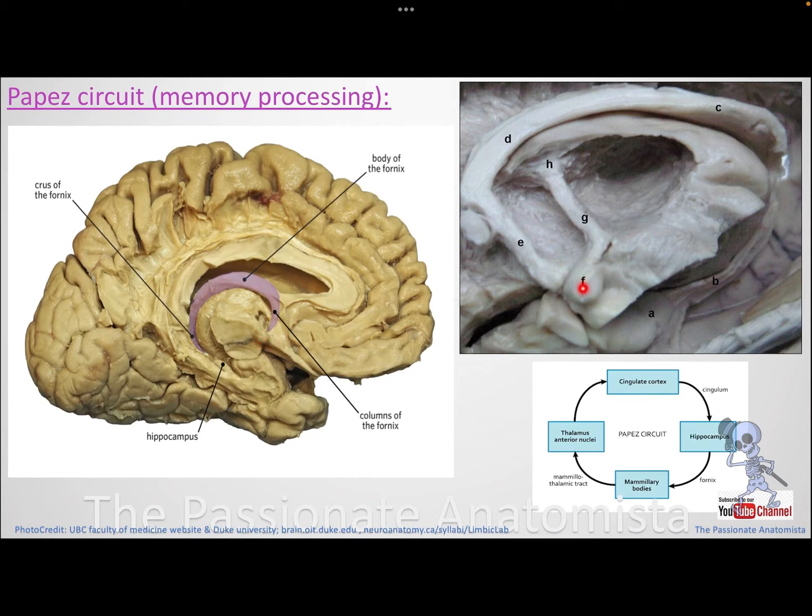All right, so here, and then you take it by the mammillothalamic tract. This is the mammillothalamic tract that will take that to the anterior nucleus of thalamus for learning and processing the information, and that will take you back to the cingulate. Okay, so that you can react.